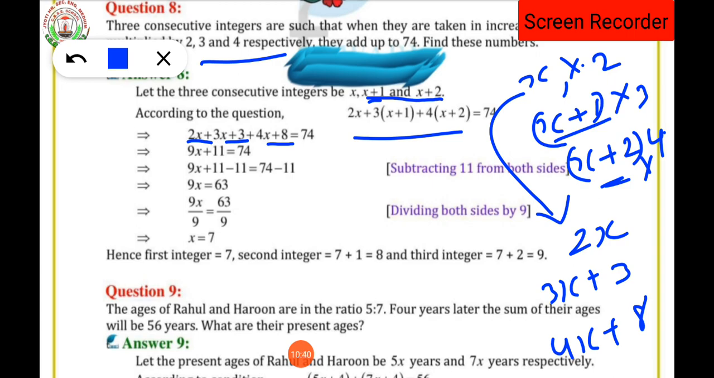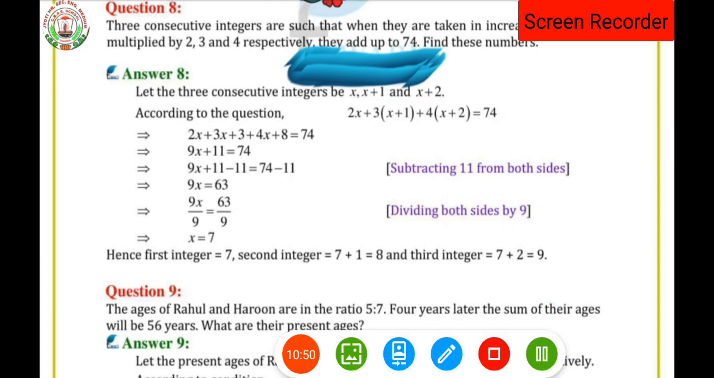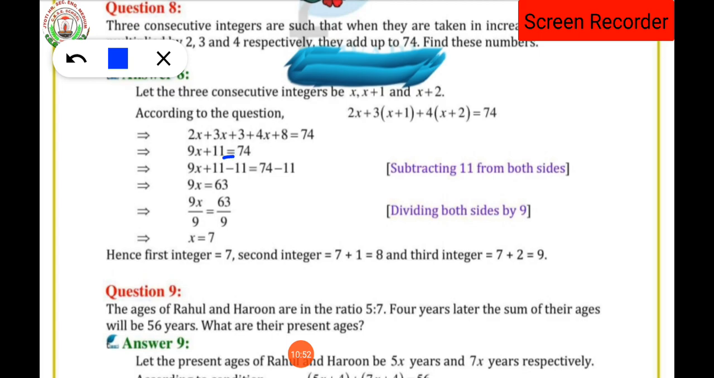So 3x plus 2x will be 5x, 5x plus 4x will be 9x. Then 8 plus 3 will be 11. So the equation will become 9x plus 11 is equal to 74.